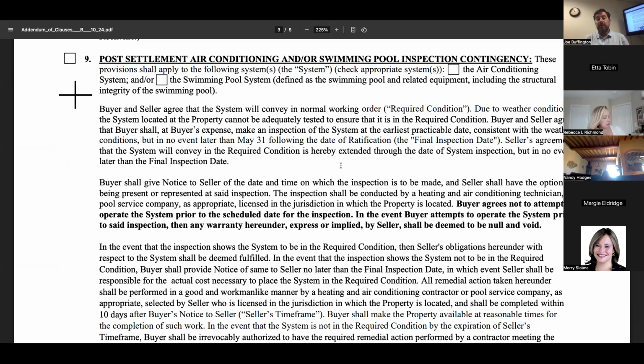Or if you use the equipment prior to May 31 without the official inspection done, then your contingency goes away. So there are these pitfalls that could happen. We actually had one where someone used this for swimming pools, and the seller found out that one of the kids got in the pool. There are these little nuances that make this really complex.